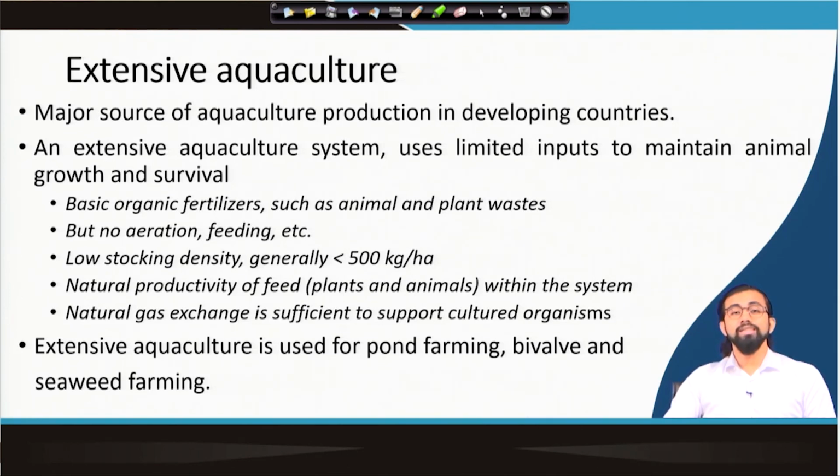Another important thing, as I already told, is that aeration is not needed because natural gas exchange is happening from the atmosphere. The dissolved oxygen required for the culture species to survive in extensive aquaculture systems is ample enough. So in general, we do not have to go for additional aeration cost and aerator installation in these extensive aquaculture systems. They are normally used for pond farming, bivalve, and seaweed farming in general.